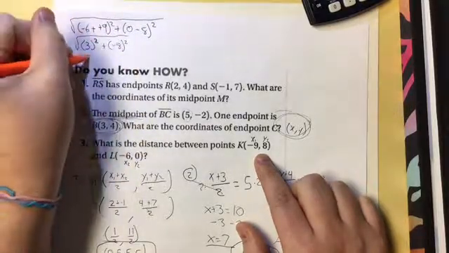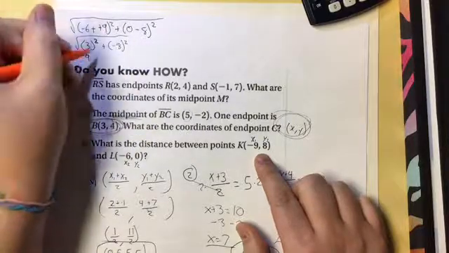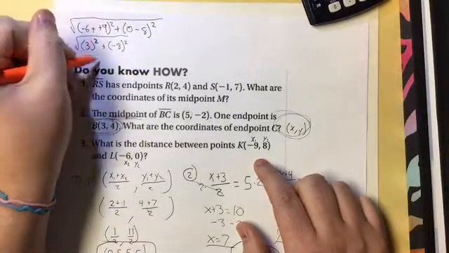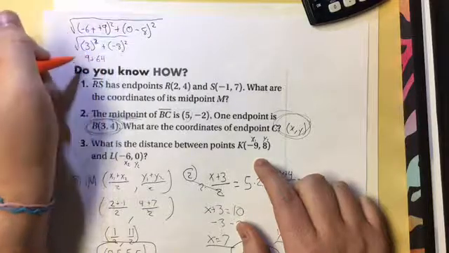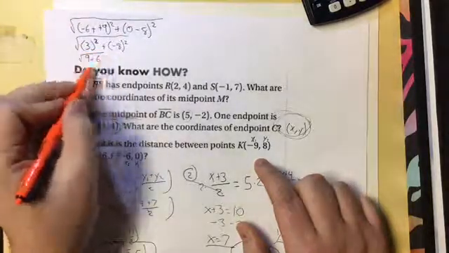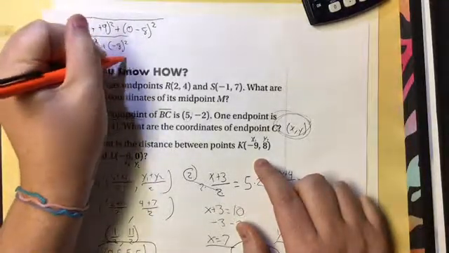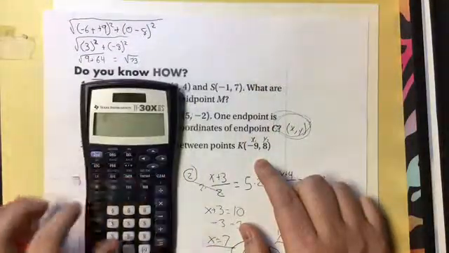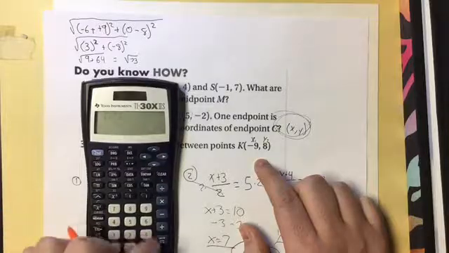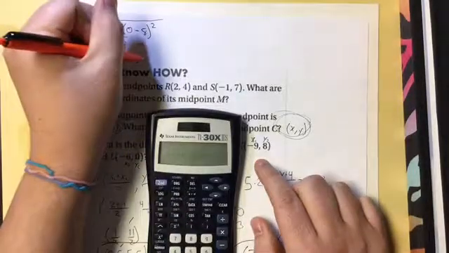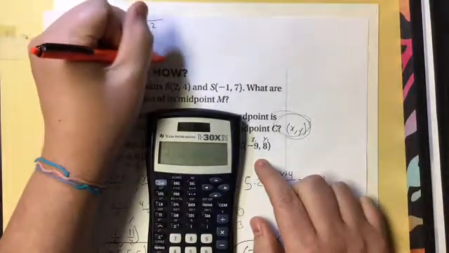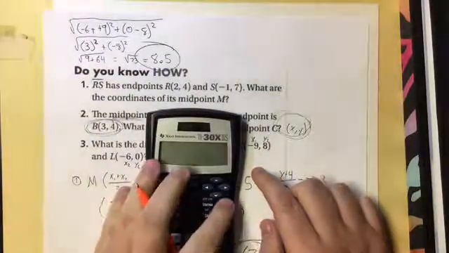3 times 3 is 9. -8 times -8 is going to be positive. 8 times 8 is 64. We have the square root. 9 plus 64 is 73. And to finish it out in my calculator, the square root of 73 is right around 8.5. So there you go.